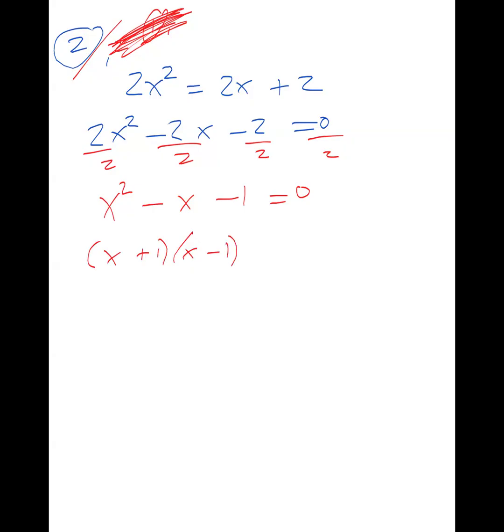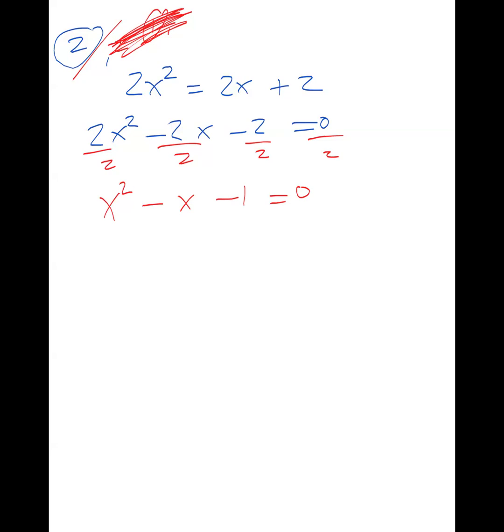But if I use 1 times -1, is that going to work or not? No, because what is 1 plus -1? 0. Do I have 0 x's in the middle? No, I don't. So those numbers, which are the only possible whole numbers that will work, they won't work. So this problem is not factorable in the ordinary way. So that means the only way I can solve it is with the quadratic formula.